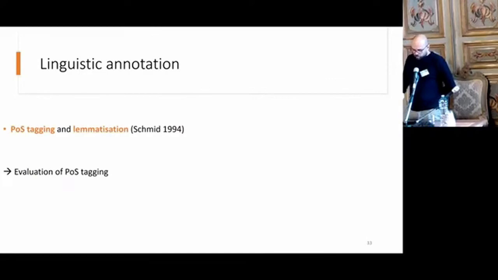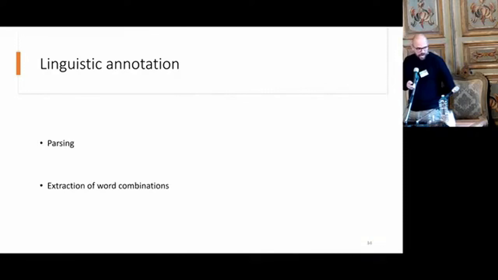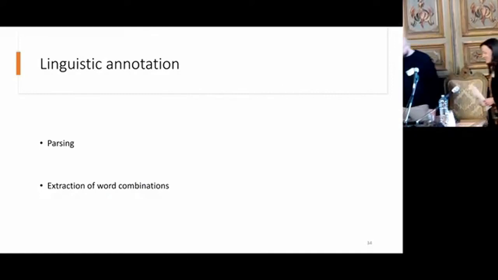The Celi corpus was POS-tagged and lemmatized using three taggers, and an evaluation of this POS-tagging on learner data was made and was very recently published in this article that you can find in Second Language Research journal. Celi corpus was also parsed, but this will be taught in detail by our colleagues from the University of Perugia. And this parsing allowed the extraction of word combinations that were used in some of the few studies that we'll see later. Okay, I'll leave the floor to Luciano and Irene for the studies.